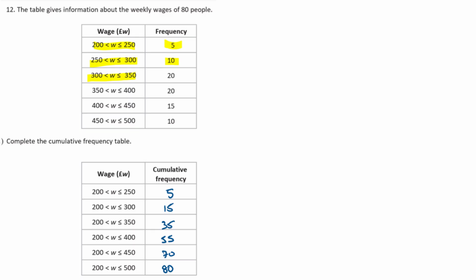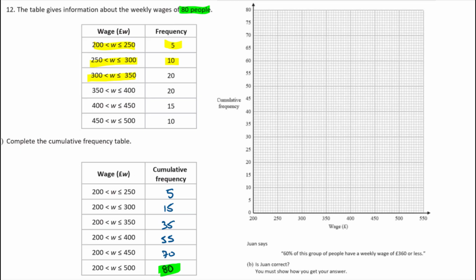Now it's a good idea at this point just to check your answer here, because they often tell you how many you're expecting in the question. So you just need to double check your cumulative frequency matches up with the total you're expecting. Okay, so that's part A done. Part B, we need to then plot those values on the graph.